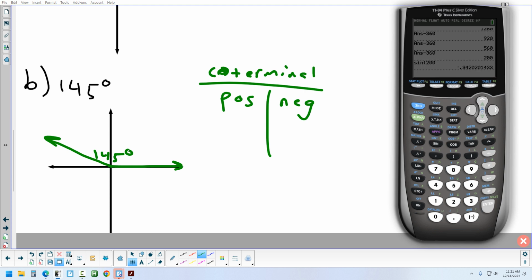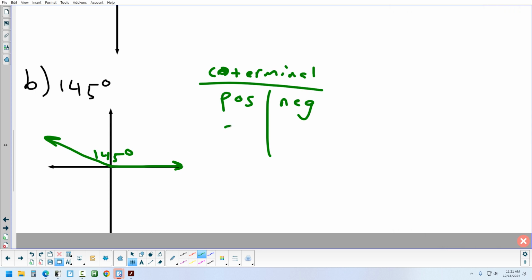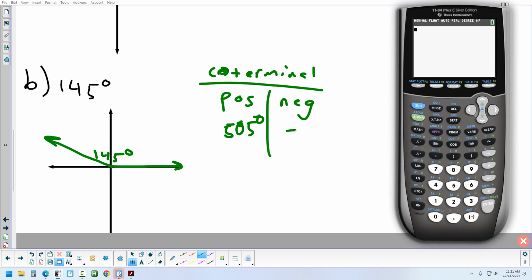And what would be an angle that is coterminal and positive with 145? 505, yeah. And how about an angle that is coterminal and negative? How would you find it if you're not sure? Yeah, just take 145 minus 360, negative 215.